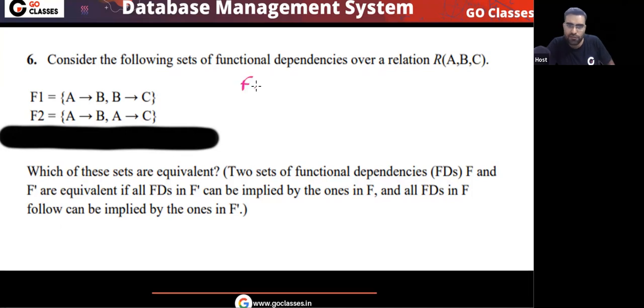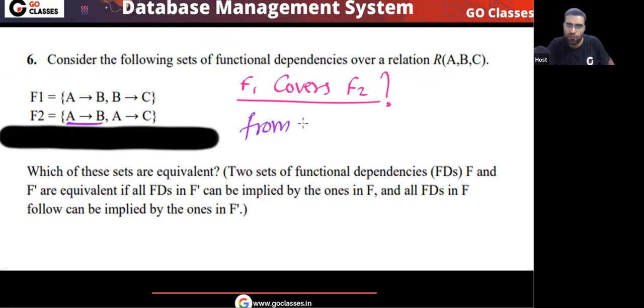First, you tell me, can I say F1 covers F2? F1 covers F2 means from this F1, can you derive this F2? So yes, this is derived. See, from F1, I can easily derive this.